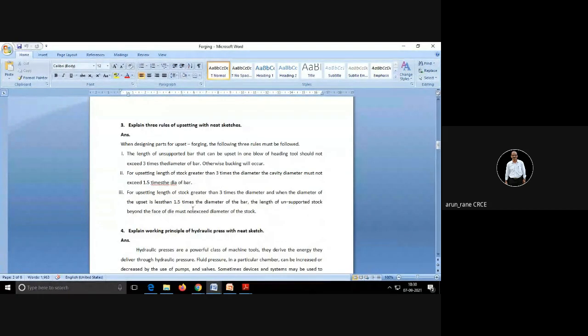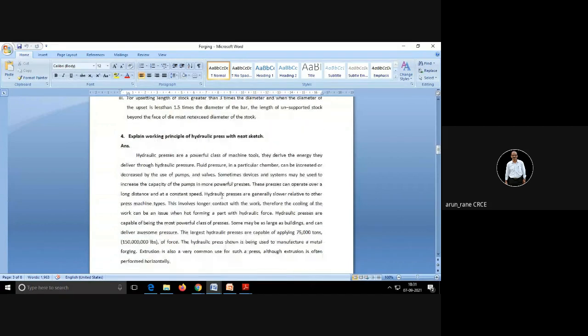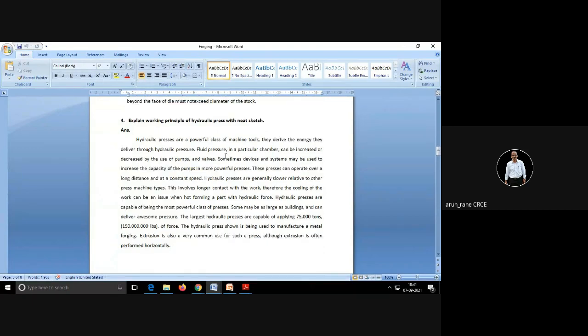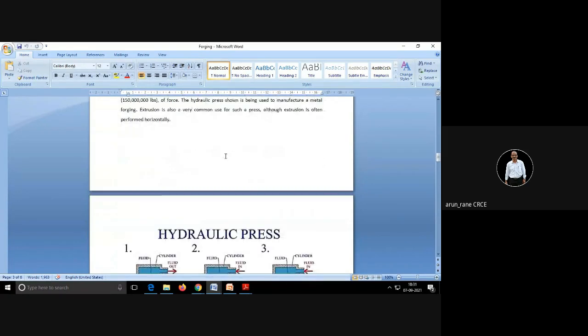Then explain 3 rules of upsetting with neat sketches. So what are the rules for upsetting? Upsetting is a kind of forging process. Explain working principle of hydraulic press with neat sketch. So wherever it is mentioned that neat sketch means you have to draw a sketch.